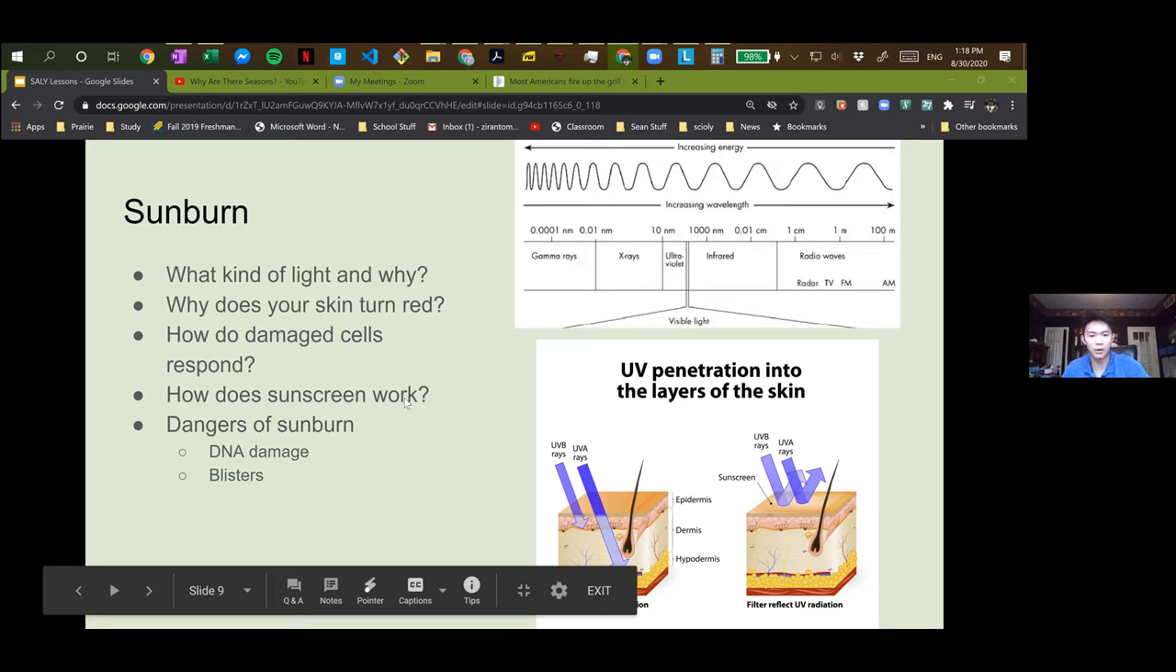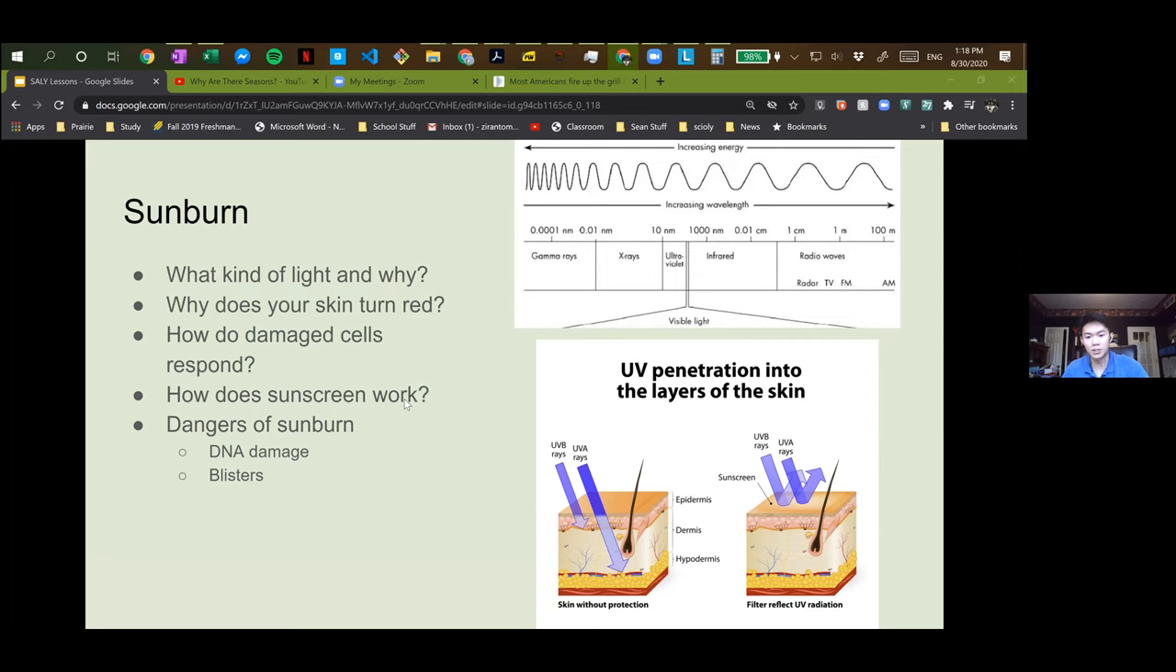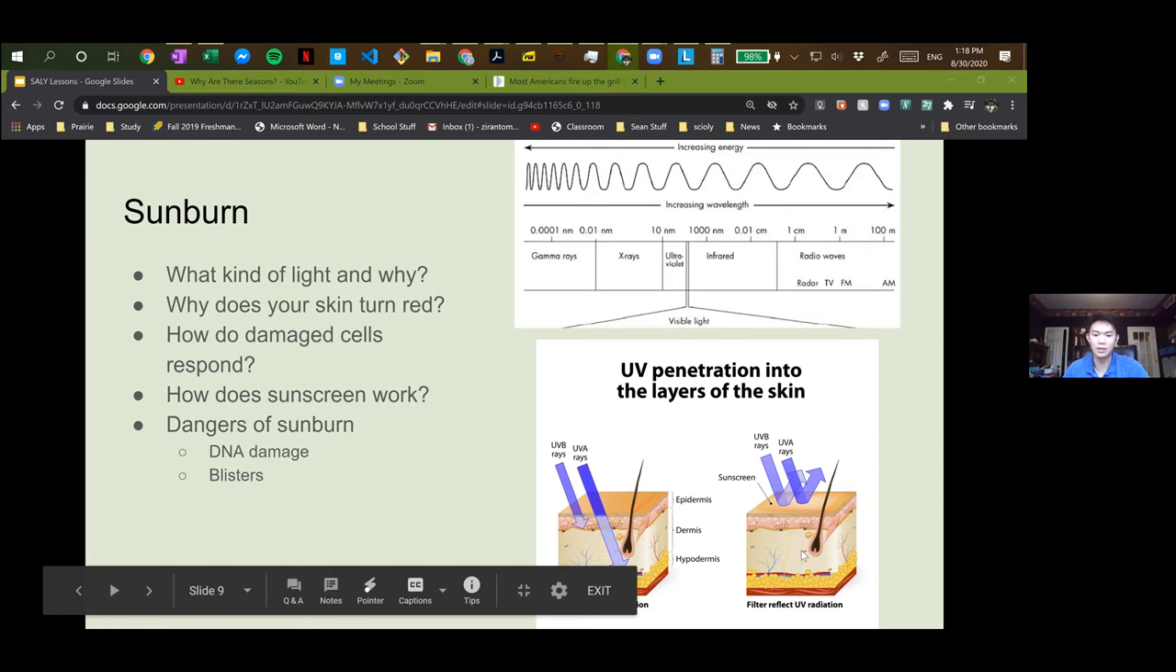So how does sunscreen work? Sunscreen basically works by acting as a shield. This shield can bounce off UV rays or it can absorb them. The purpose of sunscreen is just to stop it from getting into the lower layers, because the lower layers are what actually cause the damage. It's not good for your body.